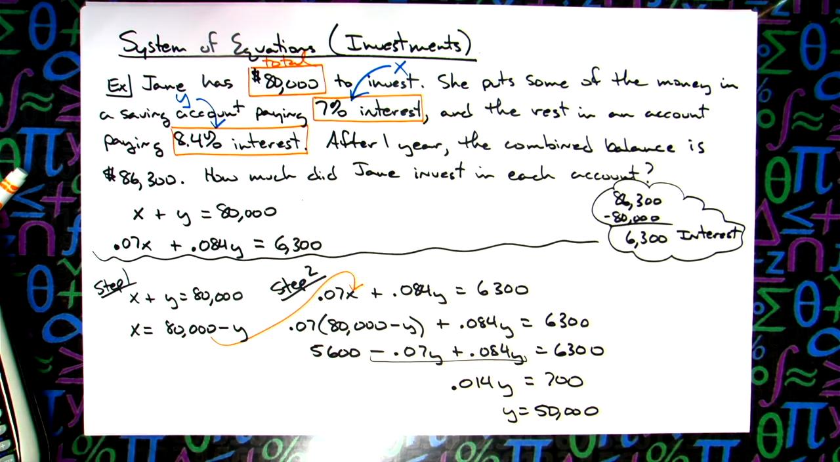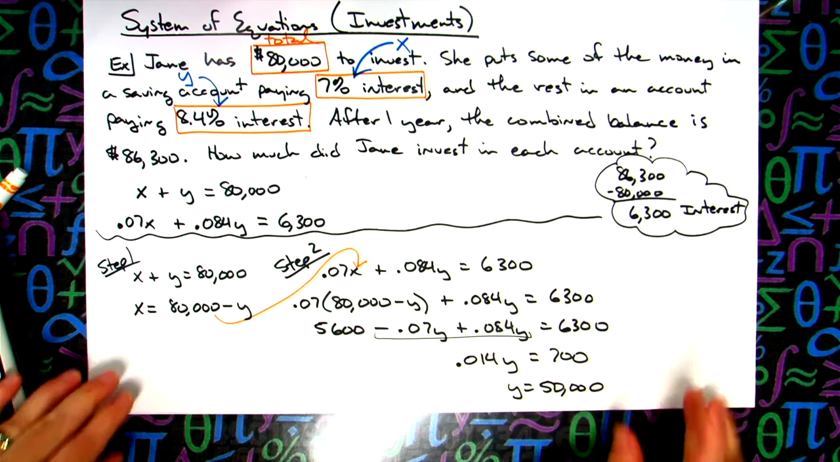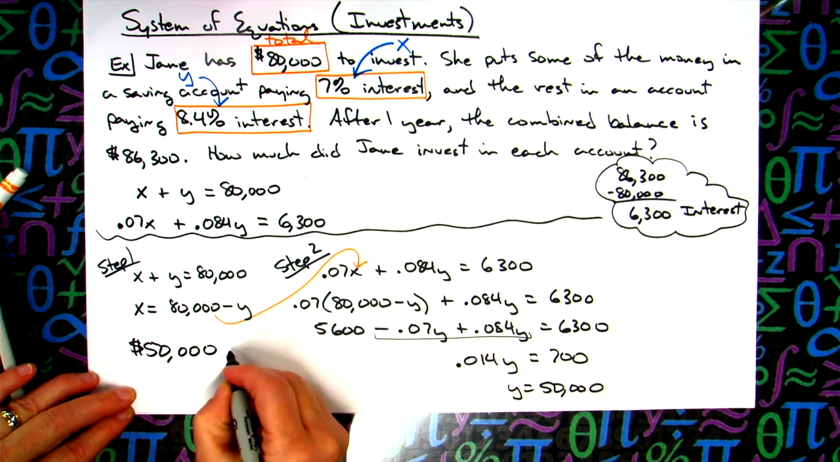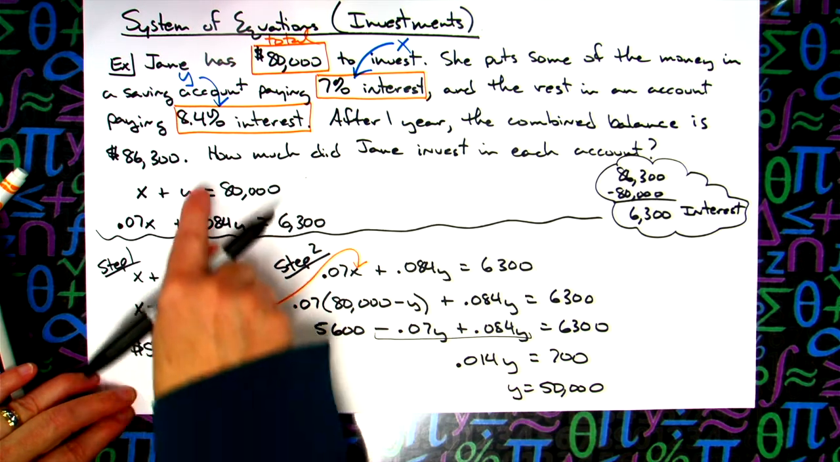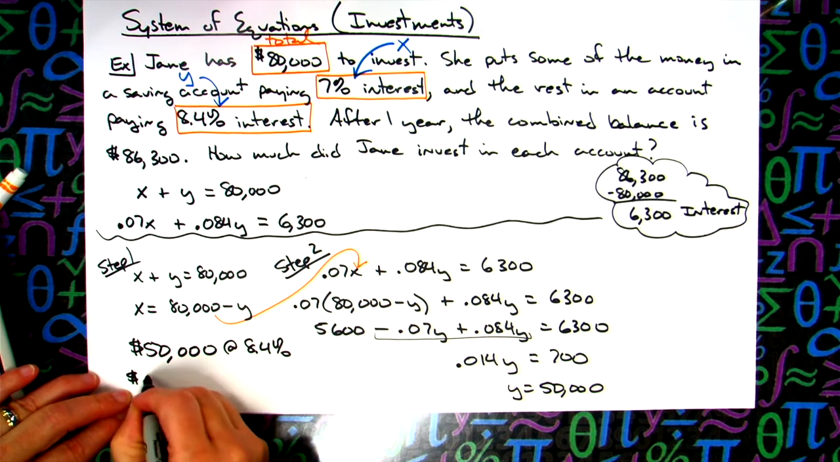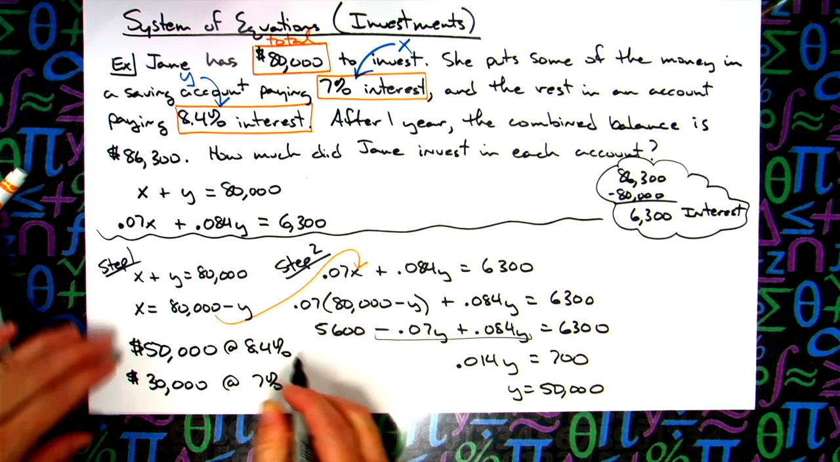So that means 50,000 was invested at 8.4%. Now can you figure out how much was invested at 7%? Plug it back in, subtract. I had $80,000. 50,000 is invested in one account, so that means 30,000 is invested in the other one. You probably need to summarize your answer here somehow. The 50,000 was invested at, that's y, my y was the 8.4%, and then that means that the 30,000 was invested at the 7% as a final answer there.